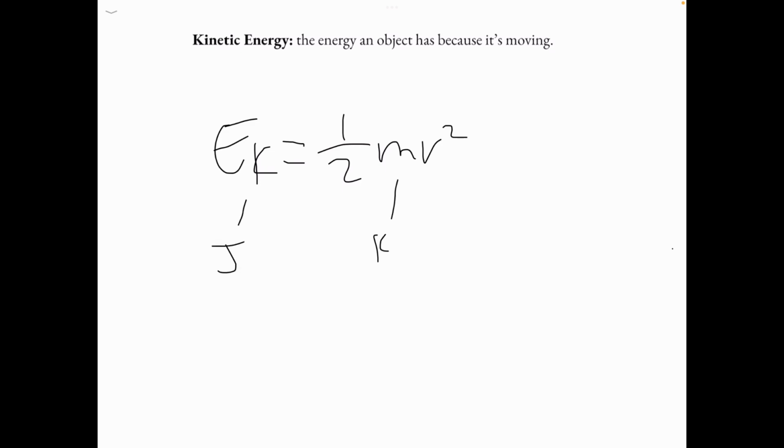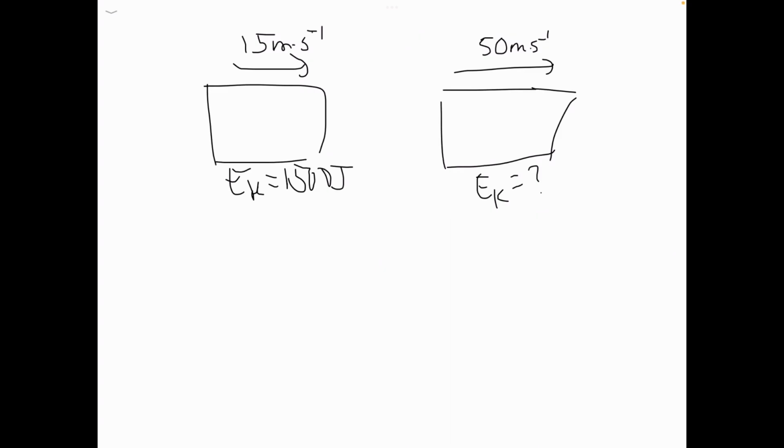It can be calculated using Ek is equal to 1 over 2 mv squared, where Ek is the kinetic energy in joules, m is the mass in kilograms, and v is the velocity in meters per second. Let's look at this example to get a better understanding.